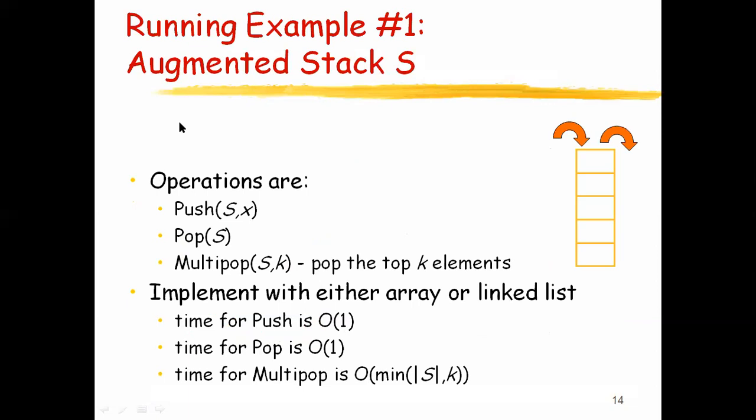So see, this is the stack. I already told you: Push(S, x), where S is the stack and x is the element. Pop(S) removes the top element. Multipop(S, k) pops the top k elements in the stack. Implementing it with an array or linked list, for the push operation one element will be pushed, that is big O of 1. For pop, big O of 1. For multipop, big O of minimum of S comma k. Okay, clear?